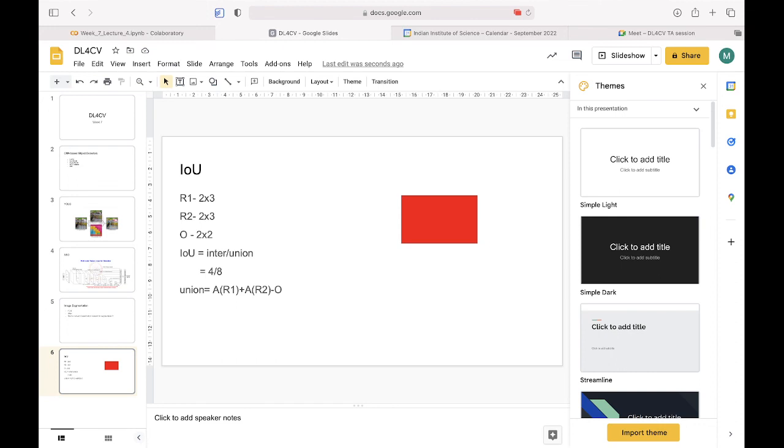Suppose 2 boxes overlap. If the IOU is very high between both the boxes, then I can keep any one of the boxes and remove the other one. If it is low, that means it is a separate object, something else is there, so I will keep them. So IOU is used to filter boxes.